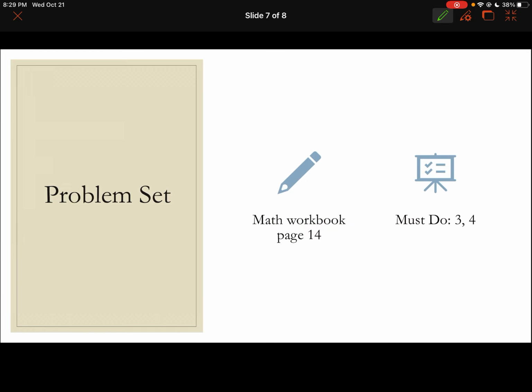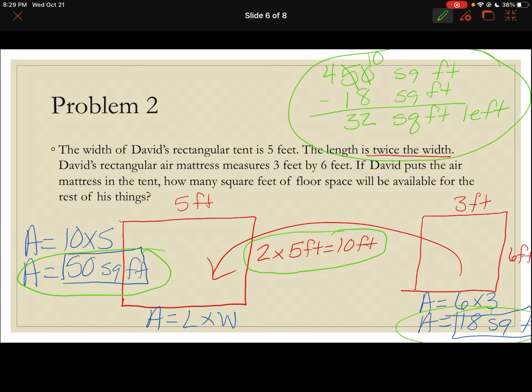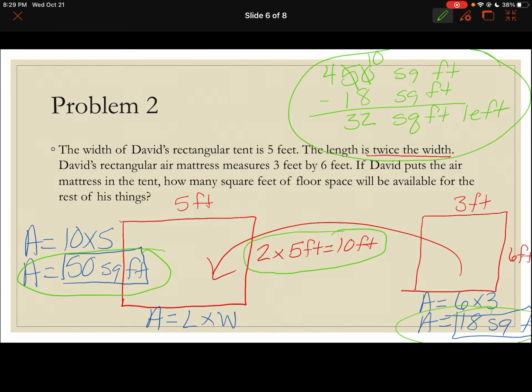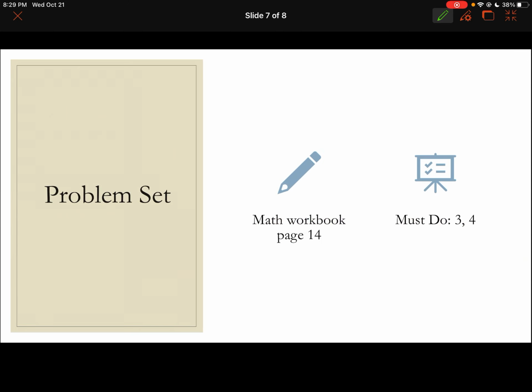What you're going to do now is numbers 3 and 4 on page 14. That's your problem set. Please make sure that you are doing multiple steps and using your units. If you need to, draw it out, just like I did for the numbers 1 and 2. You can see that I drew the rectangles, I labeled everything. It was easier for me to be able to solve the problems once they were drawn out. So do that for yourself if you have to.